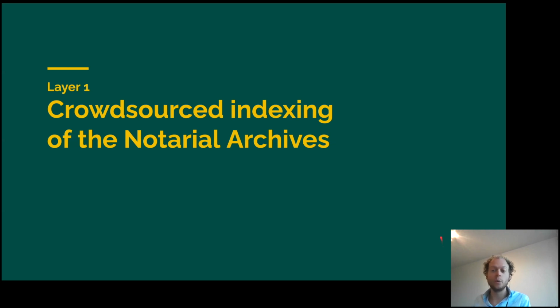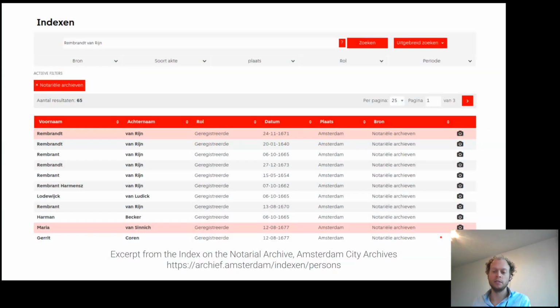Then layer 1 is the crowdsourced indexing of the notarial archives of the Amsterdam notaries. The result of this digitization procedure, the crowdsourcing, is that you can now search for particular document types, so probate inventory in this archive, see that there was a particular deed, that names are mentioned in there, location names as well, and they give you the date of the document. And here I searched on the website for Rembrandt van Rijn. You see where he appears in all these different documents.